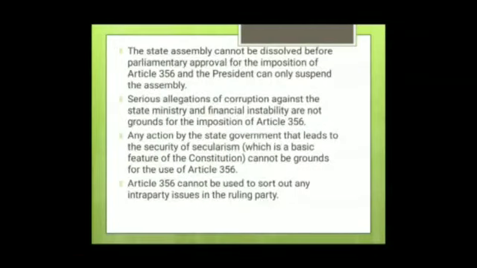Then further, what did it say? That the state assembly cannot be dissolved before parliamentary approval for the imposition of Article 356, and only the president can suspend the assembly. So only the president was given the power to suspend the assembly.